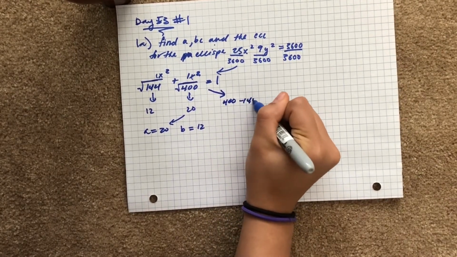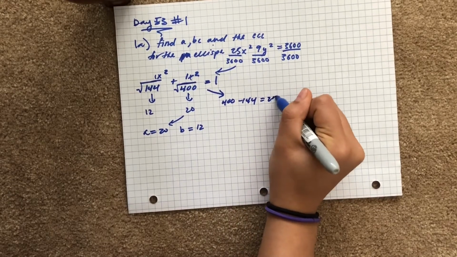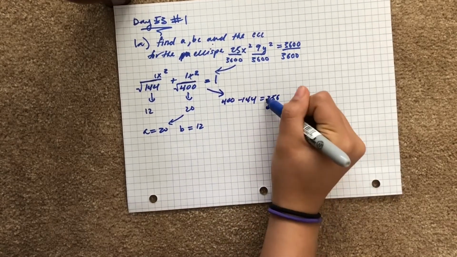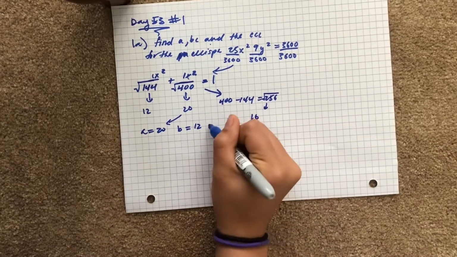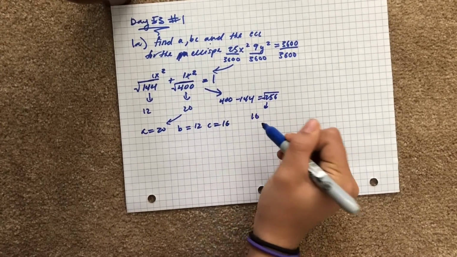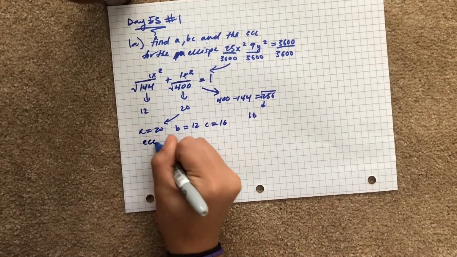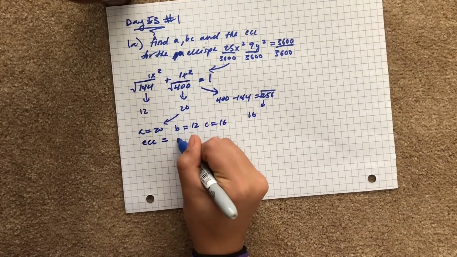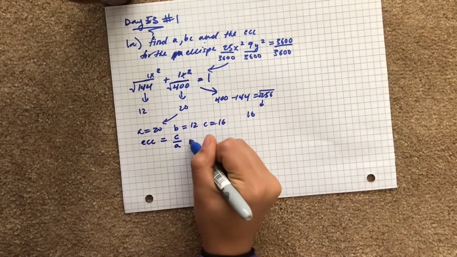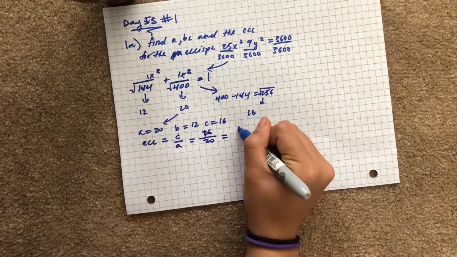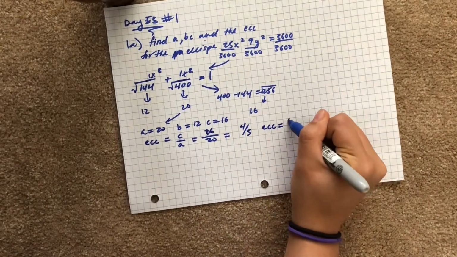And now we're solving for c. In order to do that, you would have to subtract 400 minus 144. That equals 256. When you square root, that equals 16. So now that we know a, b, and c, we can solve for the eccentricity. The eccentricity is c over a, which means 16 over 20, which is 4 over 5.